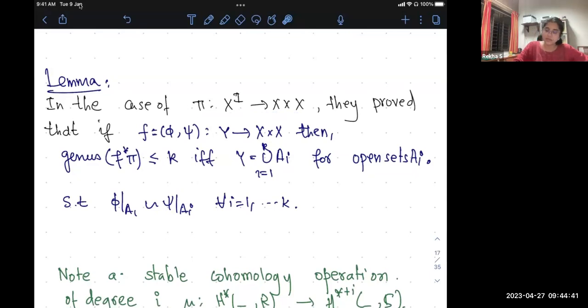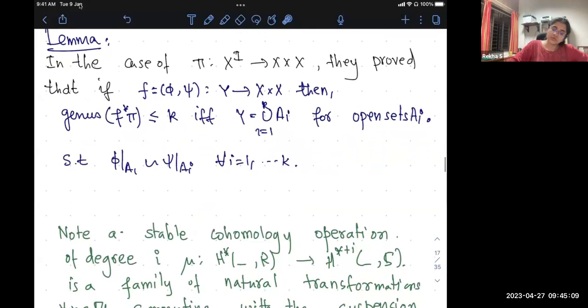So in the case of the fibration for TC, what they proved is that if you take any map from Y to X cross X, so it always looks like a map phi from Y to X and another map psi from Y to X, then the genus of f star pi will be less than or equal to k if and only if you can cover Y by k open sets on which these two maps are homotopic to each other.